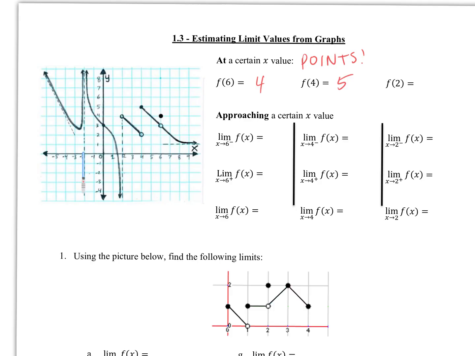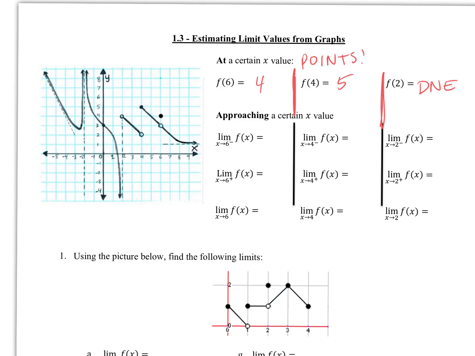F of 2 does not exist because not only is there a hole, then there's a vertical asymptote for the rest of it. Does not exist. Very good, you guys. Then I asked 9 different limit questions. Whoa, and now look at this. I've got these superscripts. What in the world? Okay, I should have actually put this little line further because these are all asking about as x approaches 6.